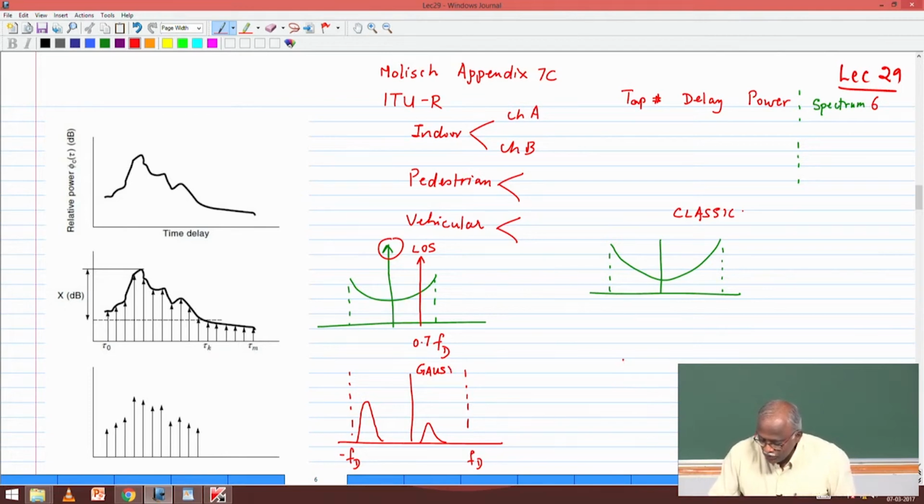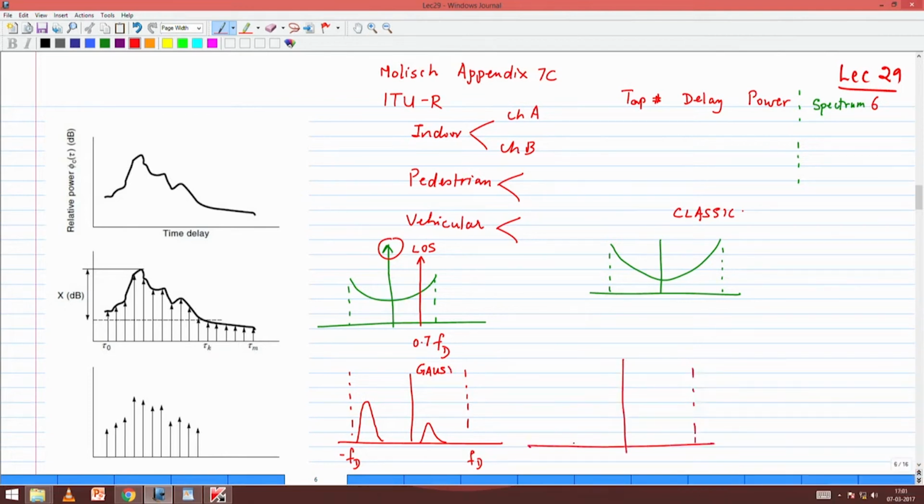There is a Gauss 2, which is a complement of that. It has a small component on the negative side and a strong component on the positive side. So some of the taps may have classic, some may have line of sight, some may have Gauss 1, some may have Gauss 2. You have to implement them appropriately. But how does the underlying process work?